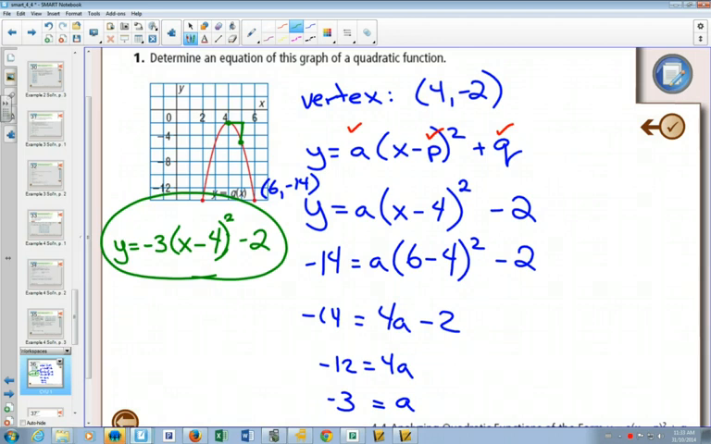The problem with using that, especially in between, is it's not actually on the grid paper, so you are at best guessing that it's 3. It could be 3.1. It could be 2.9, right? So actually solving for A is more mathematical and a better way of doing it.